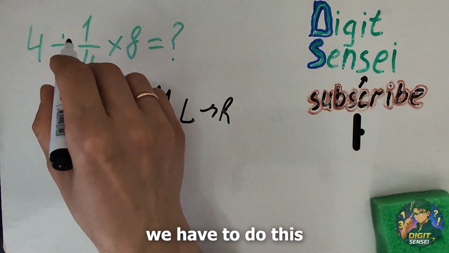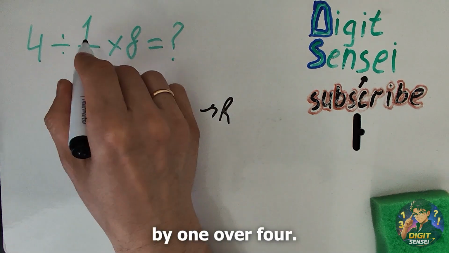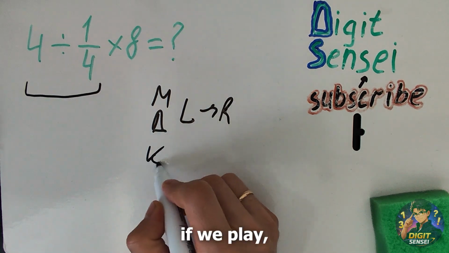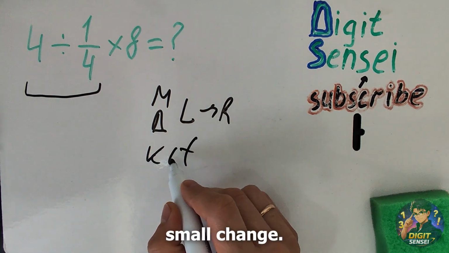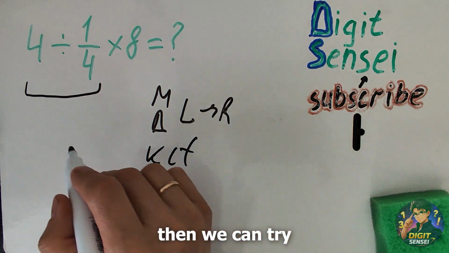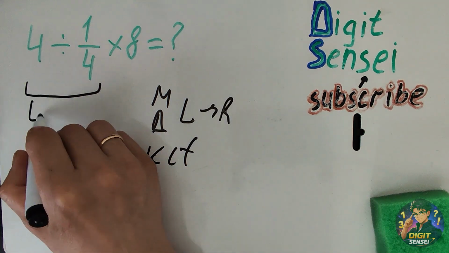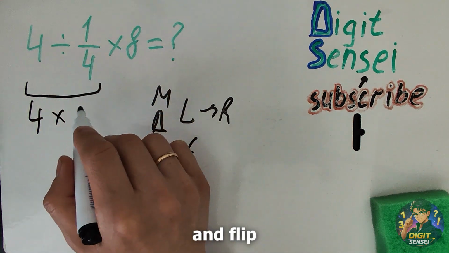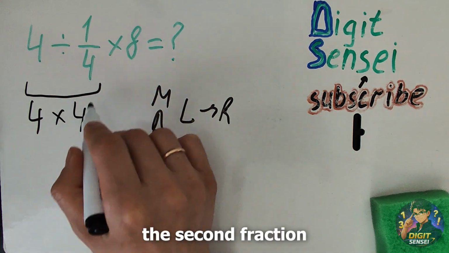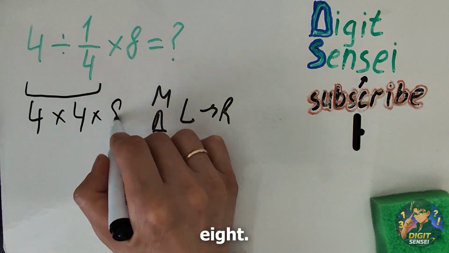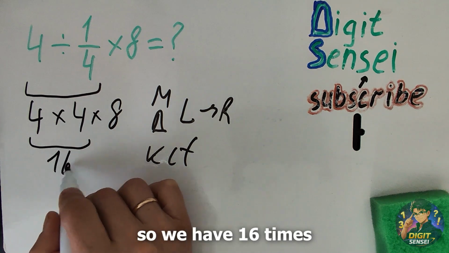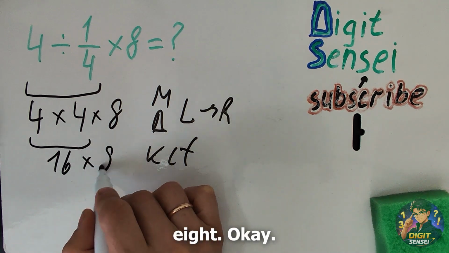So first we have to do this division, 4 divided by 1 over 4. According to the KCF rule, K stands for keep, C stands for change, and F stands for flip. We can write keep the first fraction, change division to multiplication, and flip the second fraction. And here we have times 8. 4 times 4 gives us 16, so we have 16 times 8.